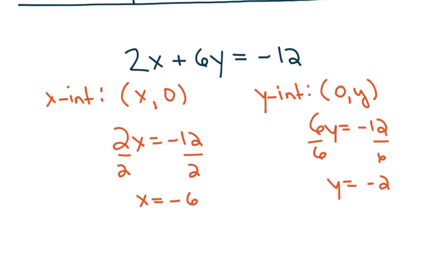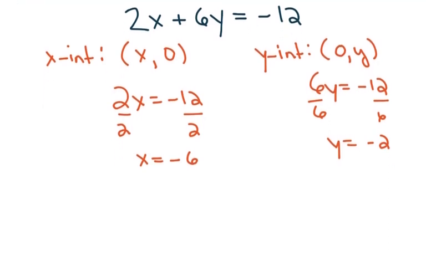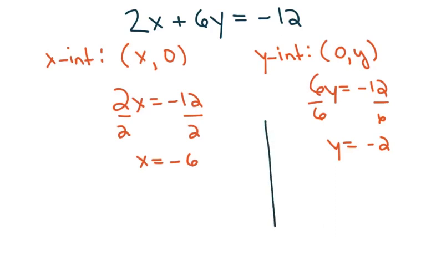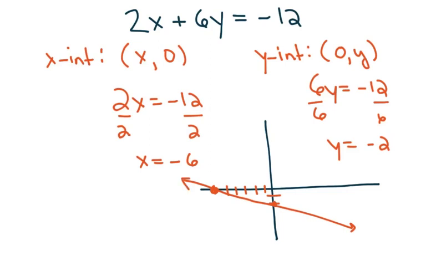So now that I know the x and y intercepts, if I wanted to graph this, all I have to do is put a dot on negative 6 on the x-axis, and on negative 2 on the y-axis, and there's my line. It's another way of graphing a linear equation other than putting it in slope-intercept form. Remember, slope-intercept form was y equals mx plus b.